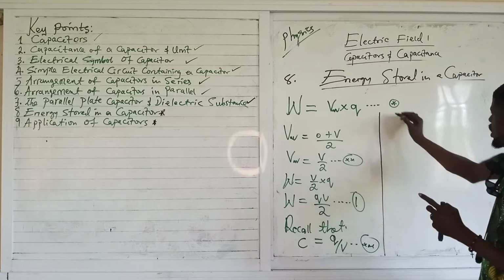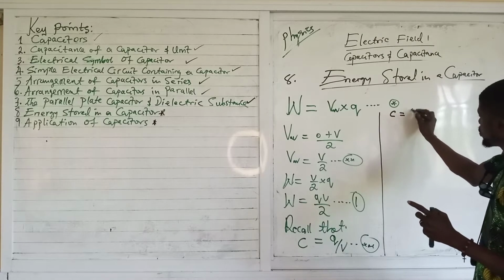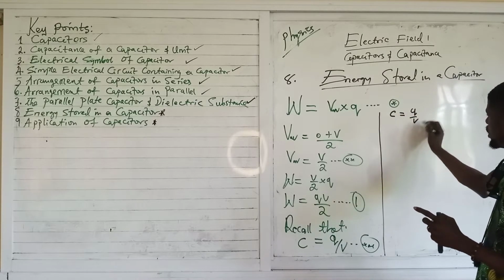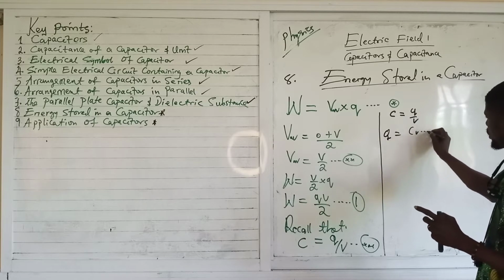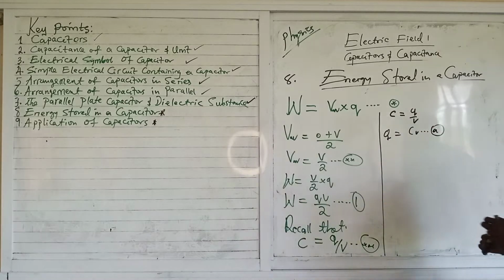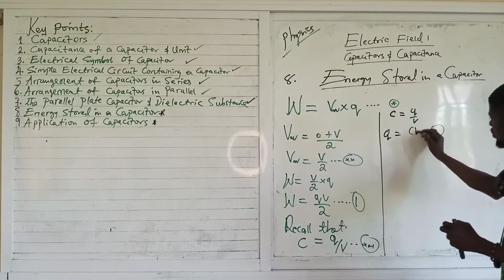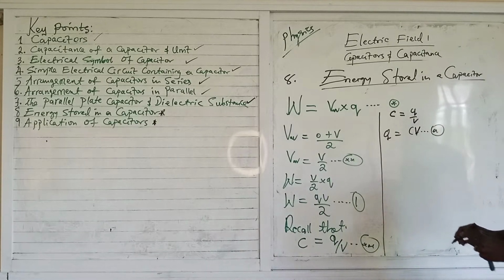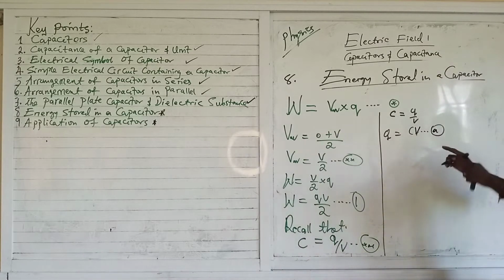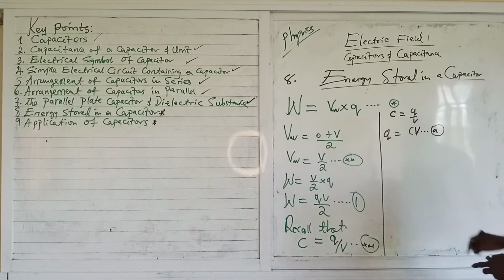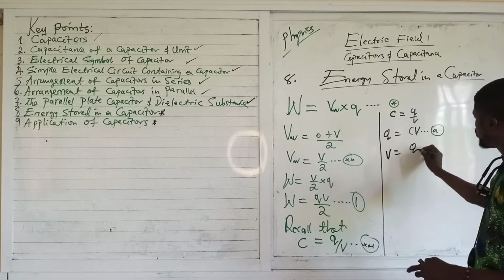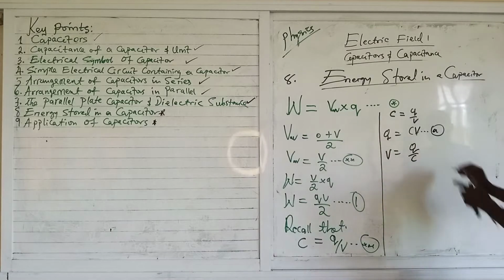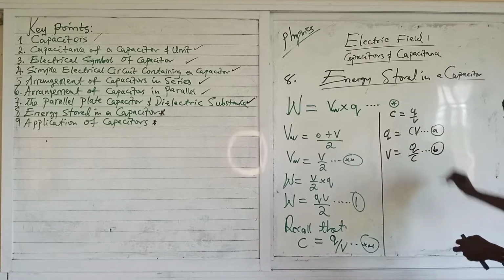So let's write. We have C is equal to Q all over V. So our Q is equal to CV. Call this equation A. Still from here, we want to make V the subject of the formula. So we say that our V is equal to Q all over C. We call it equation B.